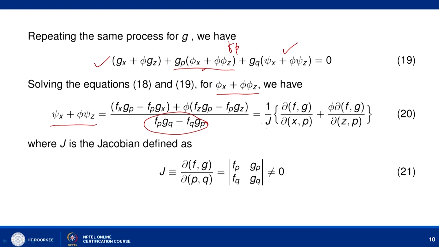So, we can write this as the Jacobian of f, g with respect to x, p, plus phi times the Jacobian of f, g with respect to z, p. So, I am writing psi x plus phi psi z is 1 upon J times the Jacobian of f, g with respect to x, p, plus phi times the Jacobian of f, g with respect to z, p. Here we are able to find the quantity psi x plus phi psi z, and we have utilized that the Jacobian is non-zero, so we can divide by the Jacobian.